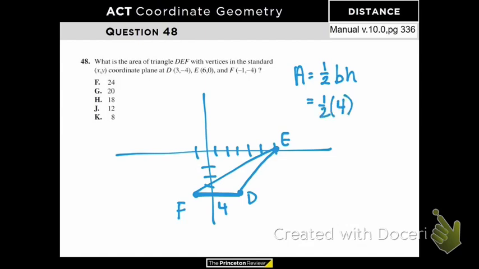And then my height, remember, is the distance from the base to the highest point. So this value is actually going to be my height. So I'm going from -4 to 0. So my height is also 4. So 4 times 4 is 16, times 1/2 is equal to 8. So the area here is 8.